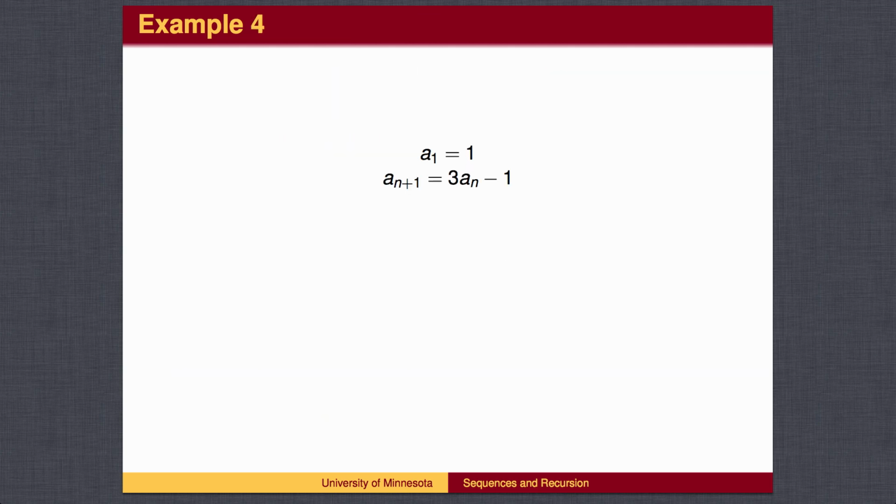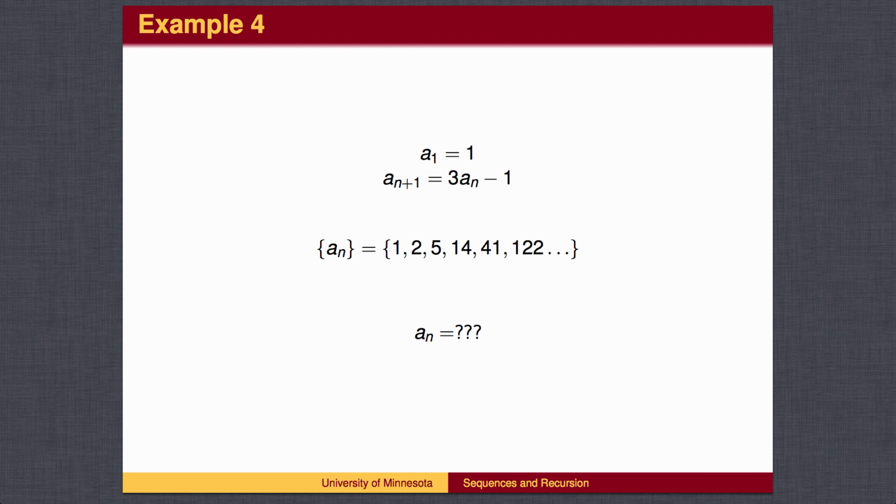Here's another example of a recursively defined sequence. The first element is 1. To get the next element, we multiply the previous element by 3, then subtract 1. The second element is 3 times 1 minus 1, which equals 2. The third element is 3 times 2 minus 1, which equals 5. The fourth element is 3 times 5 minus 1, which is 14. 3 times 14 minus 1 is 41, and so on.